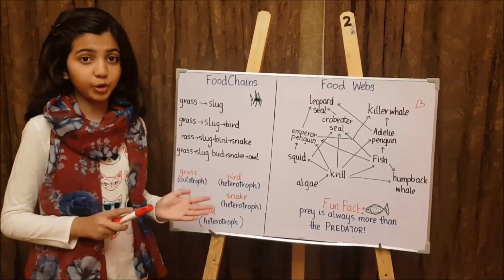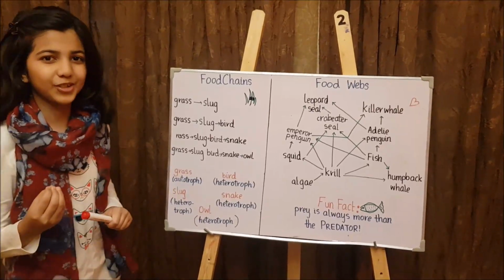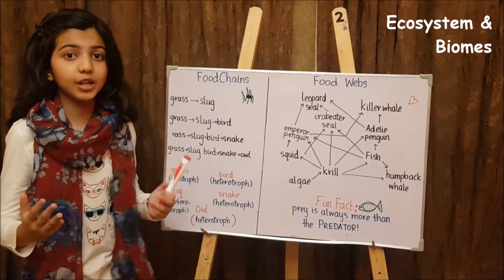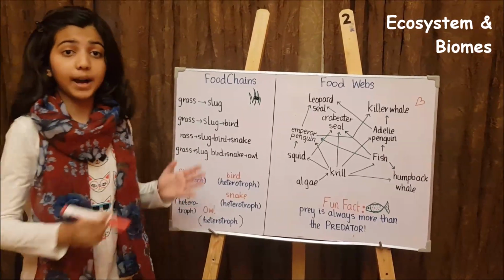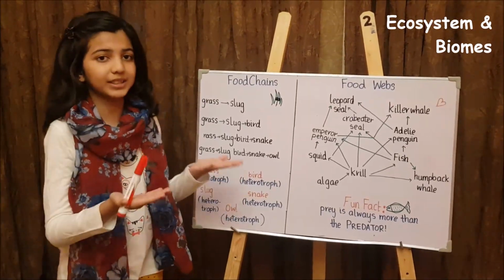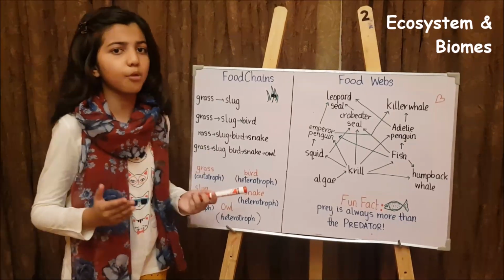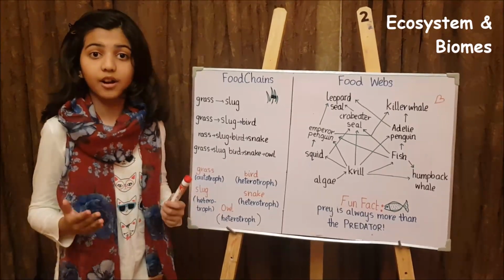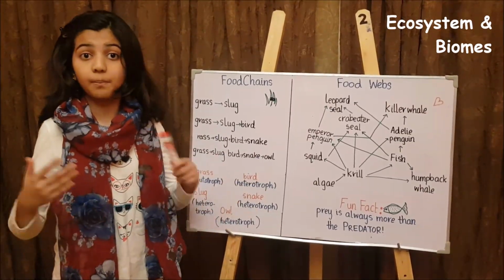Food chains and food webs. So before starting, I would like you to know the definition of a scientific terminology, ecosystem. What is an ecosystem? When abiotic and biotic factors of the environment interact together, they form a system called an ecosystem. Always remember that an ecosystem can be as small as a pond and as large as a desert, but usually larger ecosystems are called biomes.